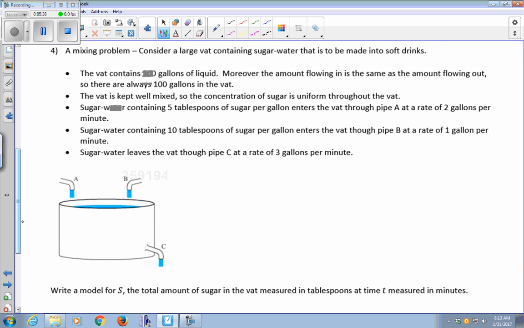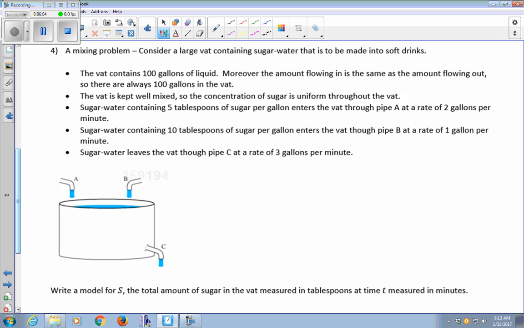All right, we're going to set up a model for this mixing problem. It's going to result in a separable differential equation. So one of the first things you're going to do in your activities is solve it. But first we have to set it up, and it takes some practice to be able to do these. All right, so we have a vat that contains 100 gallons of liquid. The amount flowing in is the same as the amount flowing out, so there's always 100 gallons in this vat.